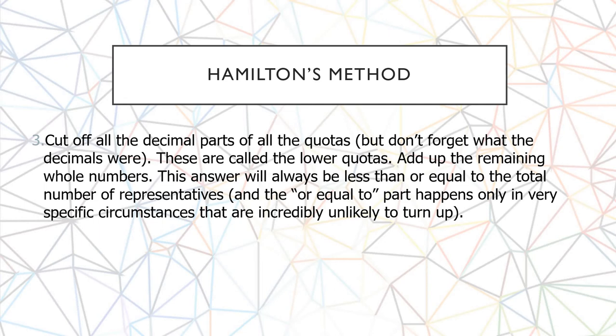Add up the remaining whole numbers. This answer will always be less than or equal to the total number of representatives. And the "or equal to" part happens only in very specific circumstances that are incredibly unlikely to turn up.